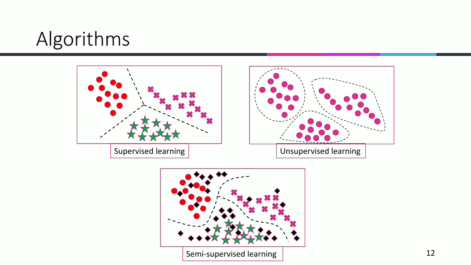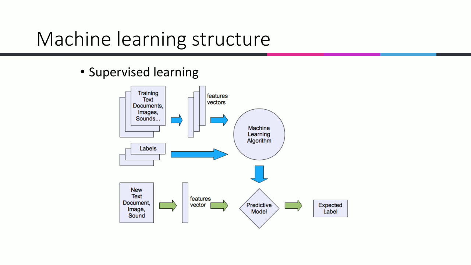See, these are three diagrams: supervised learning, unsupervised learning and semi-supervised learning. In the first diagram, you can see supervised learning, where three classes are separated. In unsupervised learning, clusters are formed having similar properties or a similar relationship among the data. And in semi-supervised learning, you can see there is a mix of supervised and unsupervised learning.